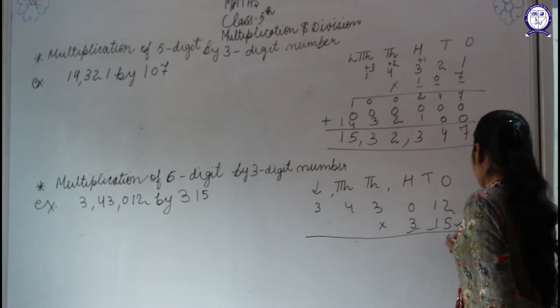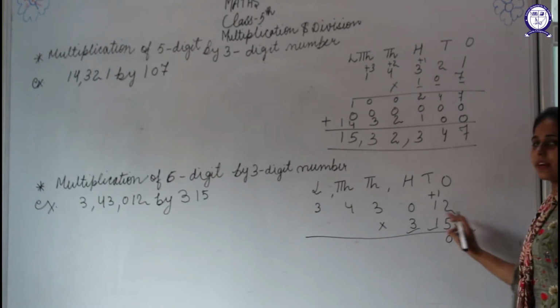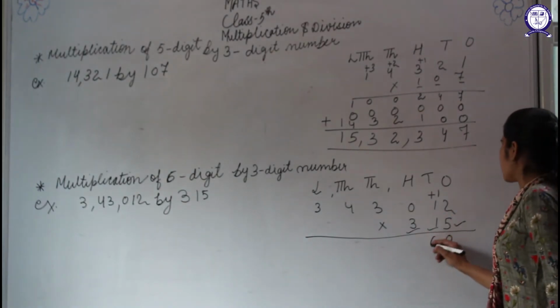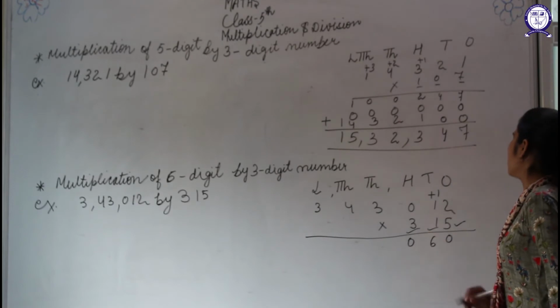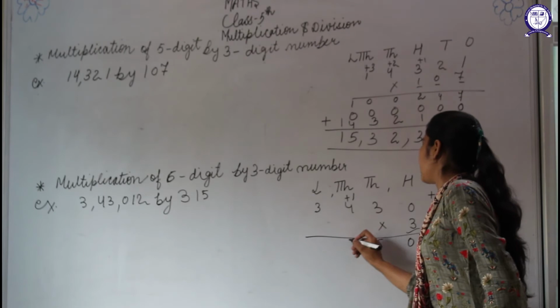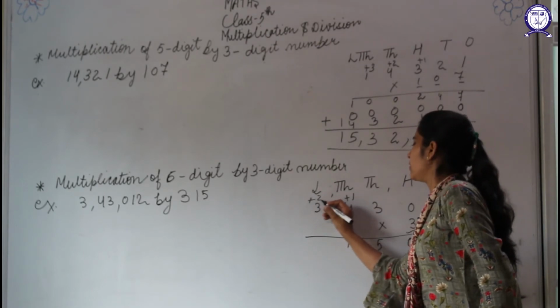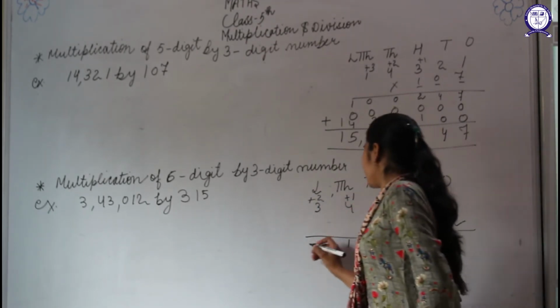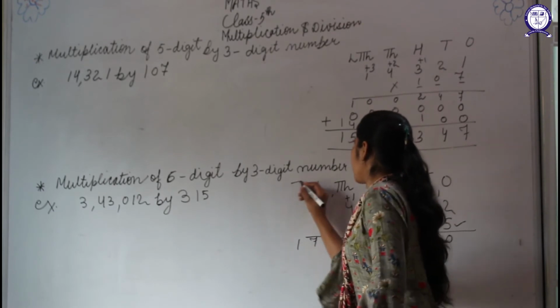5 twos are 10, carry 1. 5 ones are 5 plus 1, 6. 5 multiply 0 is 0. 5 threes are 15, carry 1. 5 fours are 20, 20 plus 1, 21, carry 2. 5 threes are 15, 15 plus 2, 17 students.